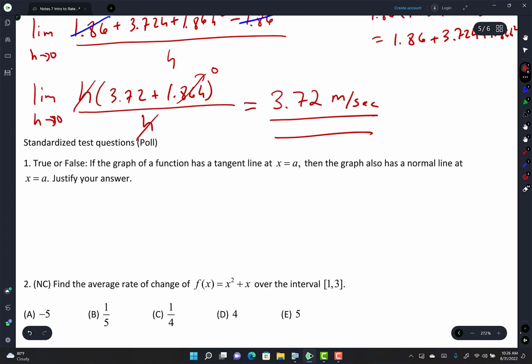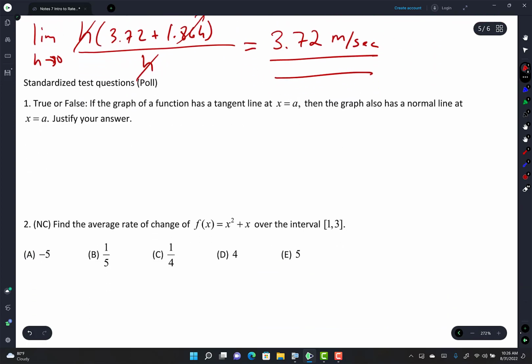And then I don't have a polar system, but let's see what it says. If the graph of a function has a tangent line at x equals a, then the graph also has a normal line at x equals a. Justify your answer. Okay, if you have a tangent line, does every tangent line have a normal? Yes. Always. Every tangent line has a normal. True. Every tangent has a normal.